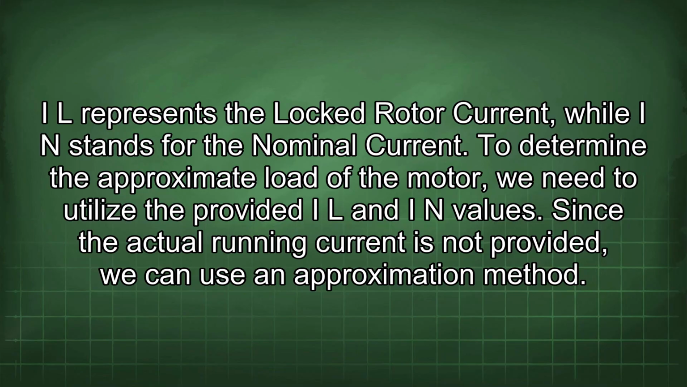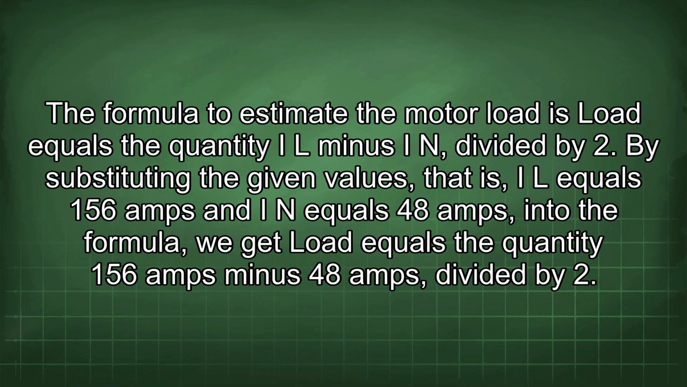IL represents the locked rotor current, while IN stands for the nominal current. To determine the approximate load of the motor, we need to utilize the provided IL and IN values. Since the actual running current is not provided, we can use an approximation method. The formula to estimate the motor load is load equals the quantity IL minus IN divided by 2.